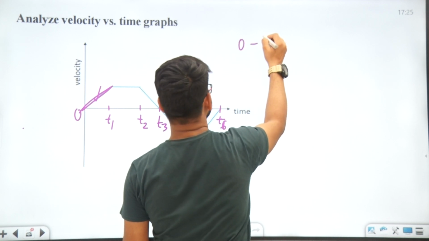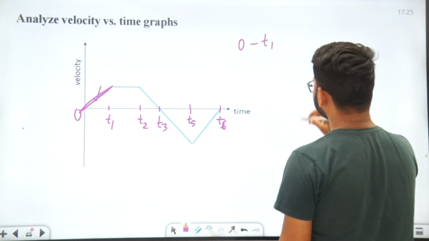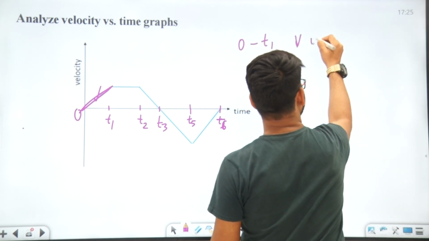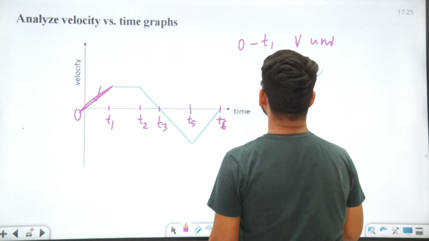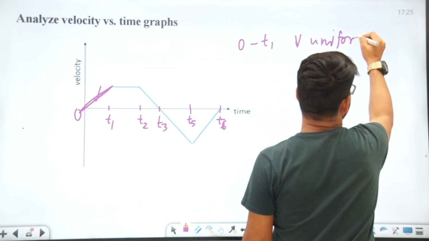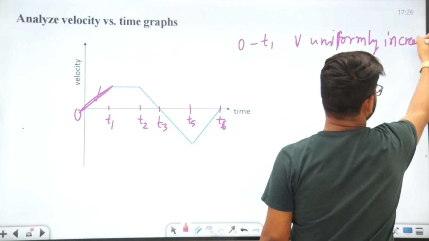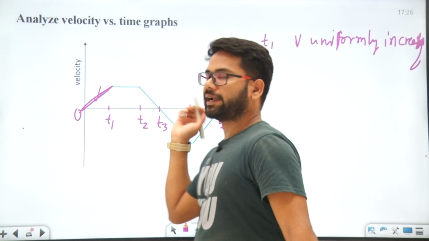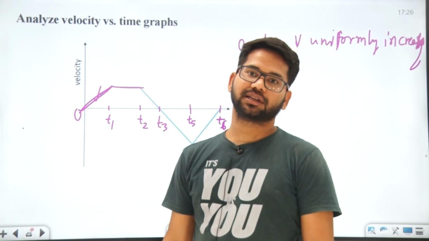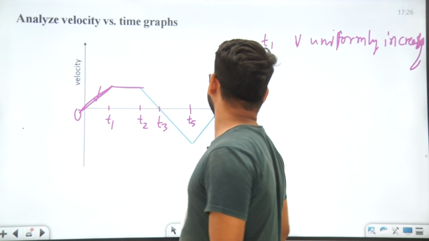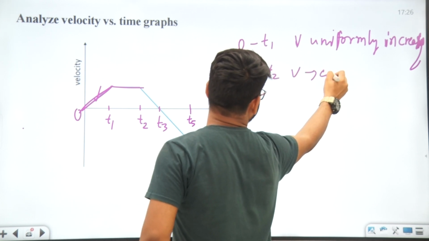0 to T1, velocity is uniformly increasing. If you look at T1 to T2, V is constant. That means acceleration is 0. T1 to T2, V is constant.